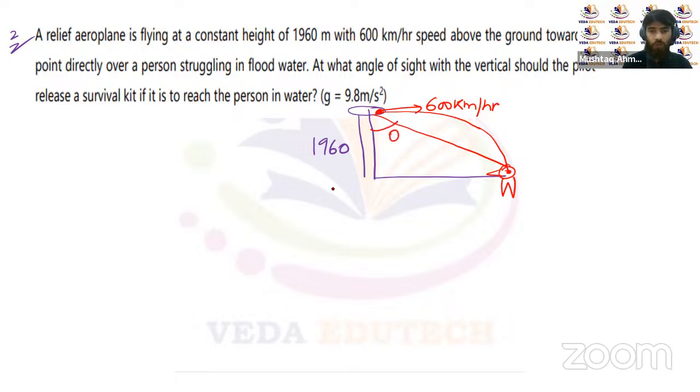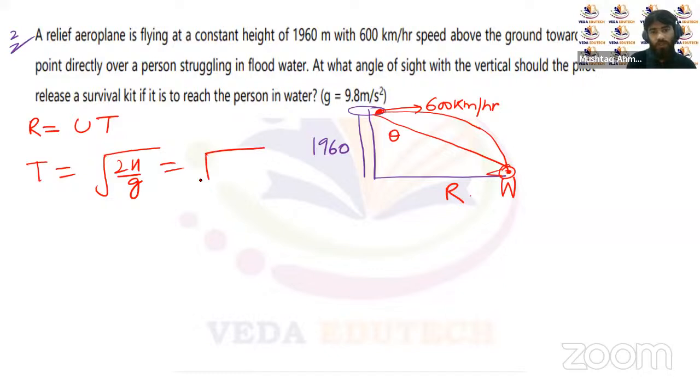This is equal to theta, this is the height and this is the range here, right? We have to calculate this angle theta. The range of this projectile will be the speed multiplied by the time of flight, and the time of flight will be equal to the square root of 2h over g.